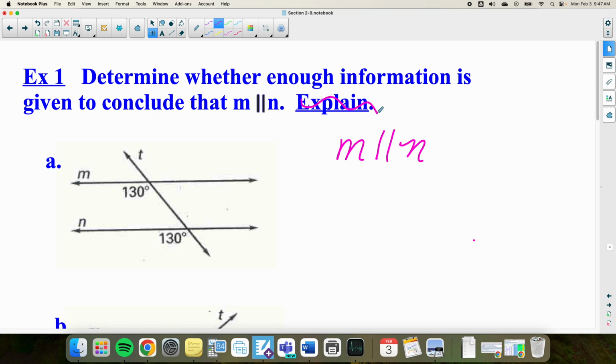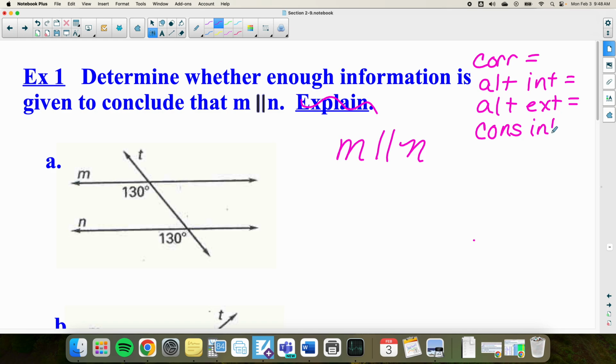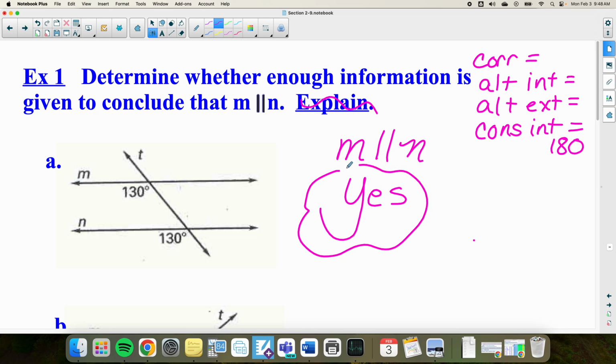But again, what you're looking for here is, are your corresponding angles equal? Are your alternate interior equal or congruent? Are your alternate exterior equal? Or are your consecutive interior equal to 180? Okay, so M is parallel to N, and actually all we have to do is say yes here. So yes or no is fine, okay?